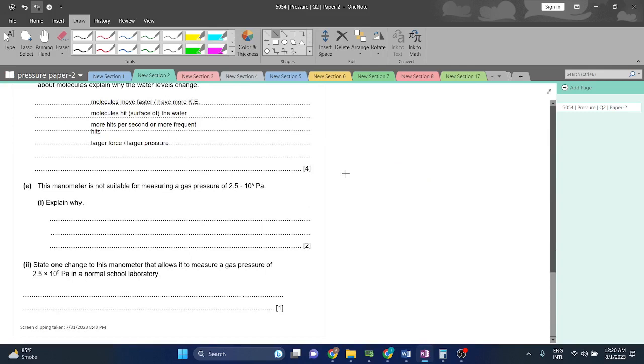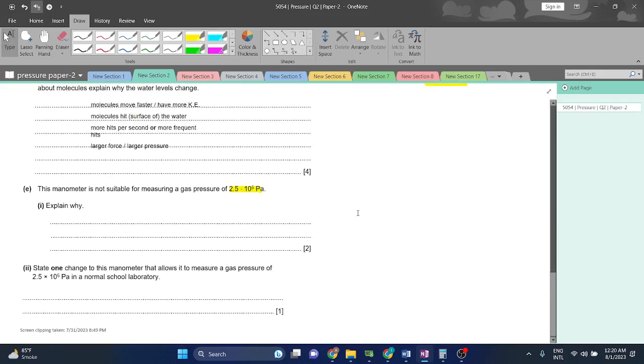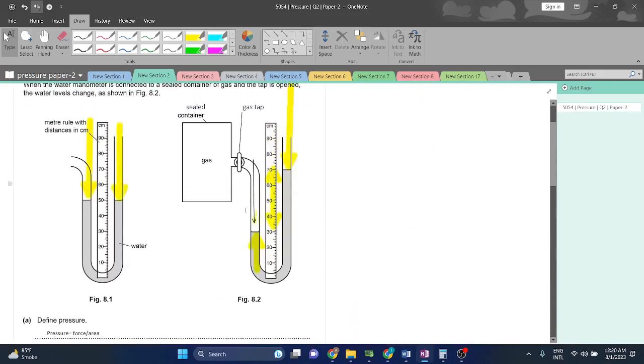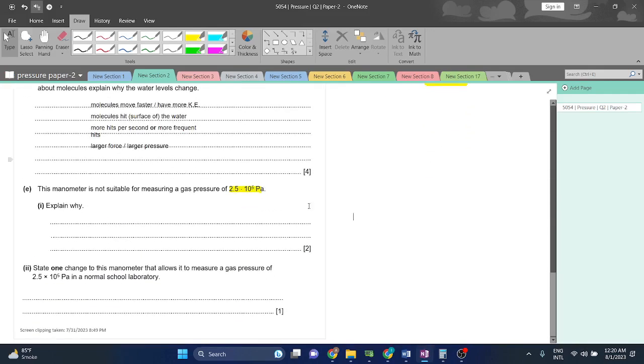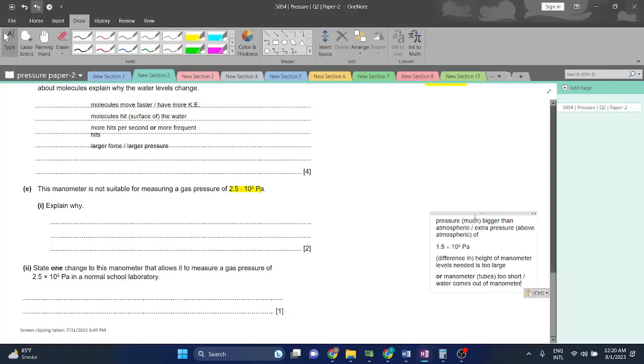So that is why. This is 250,000 pascals. That means, other than the atmospheric pressure, there is an extra 150,000 pascals, which will produce a height much larger than that of the manometer. The manometer can only support a height of 90 centimeters, while this pressure will produce a height much larger than that. So this is not optimal for this manometer.